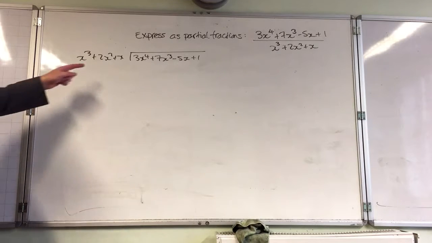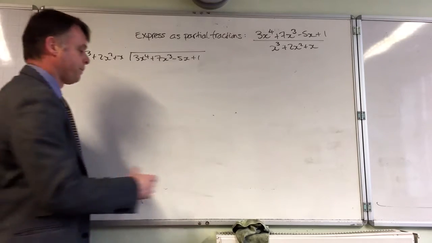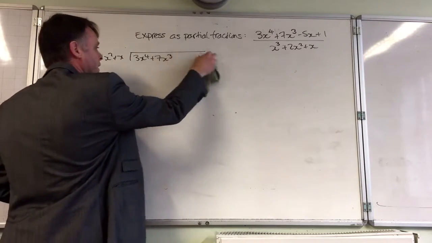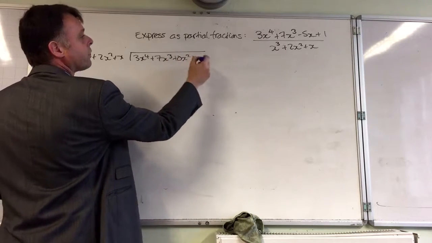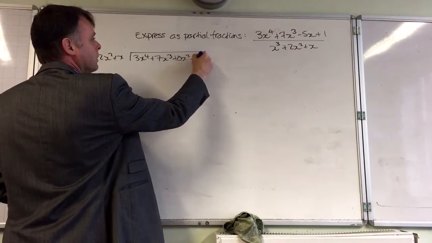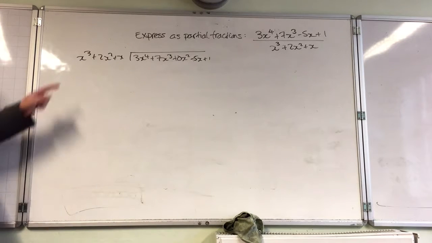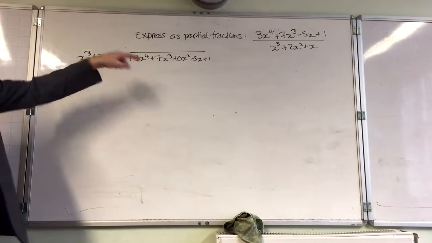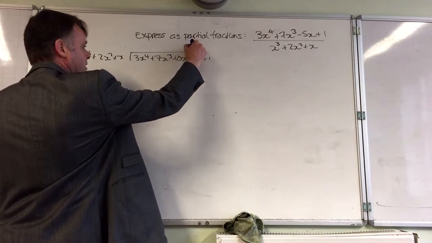So I've missed something out there which is worth putting in, which is the squared. Let's sneak the 0x squared in there. It looks horrible because we've got this thing here which has got 3 bits in it. It's the same process. So how many times does x cubed go into 3x to the power of 4? 3x times. So we put that in the x's column.